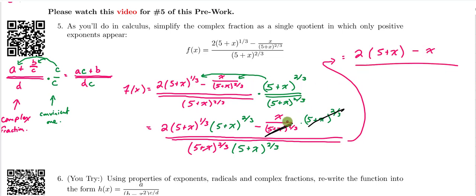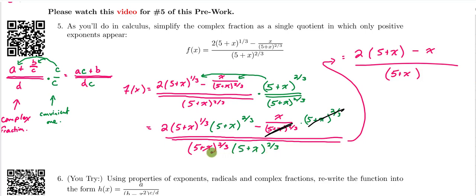Minus this factor of x right here. Notice that the divided by 5 plus x to the 2/3 times 5 plus x to the 2/3 just left me with this factor of x, just this factor of x right here. There's the minus sign, there's the minus sign. And in the denominator, notice that I would have 5 plus x. We have 5 plus x to the 2/3 times 5 plus x to the 2/3.